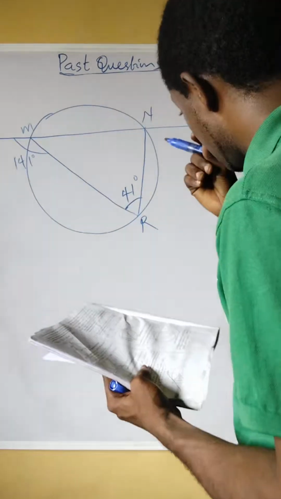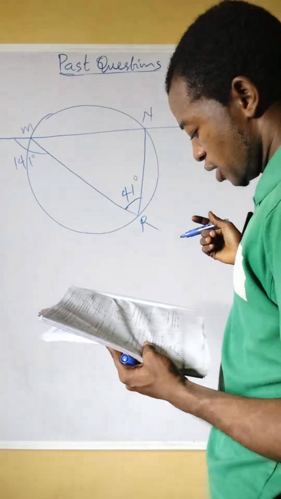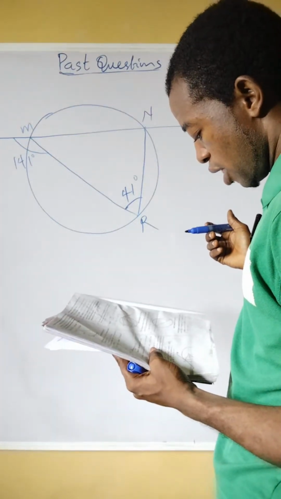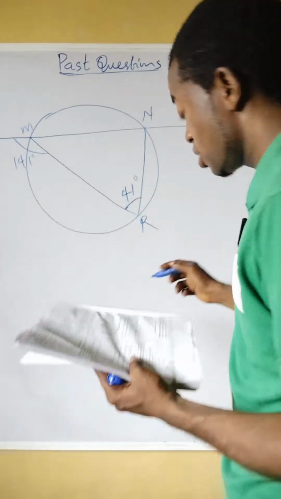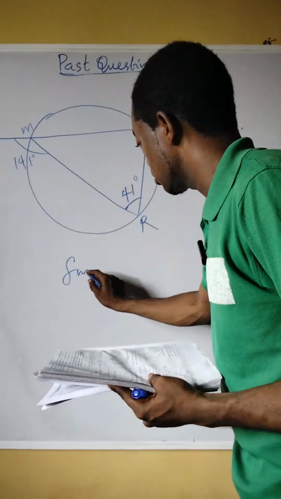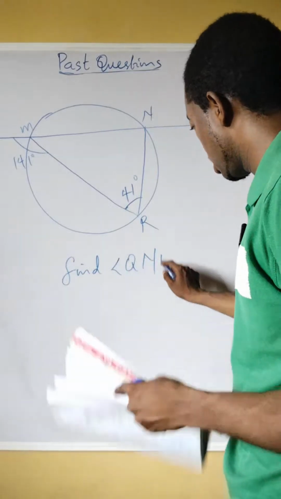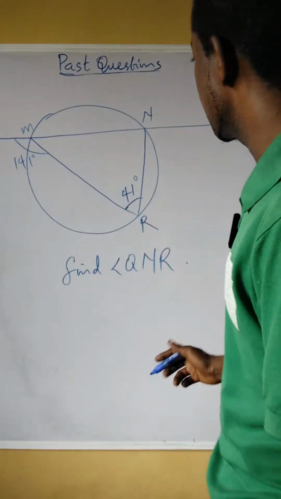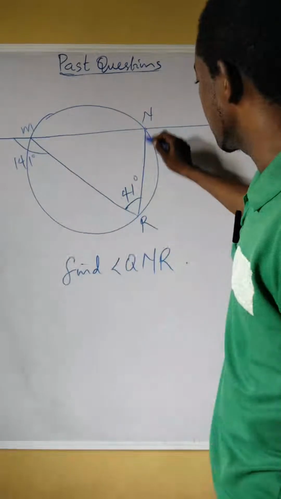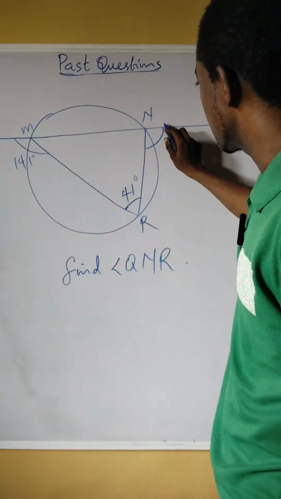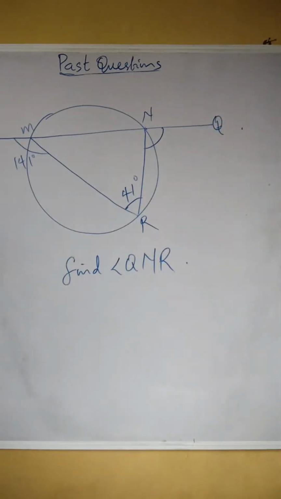Now they gave us another angle here. So the question says find angle QNR. We want to find the value of angle QNR. So this angle here is what we are finding. How do we get that? This is just two steps as well.